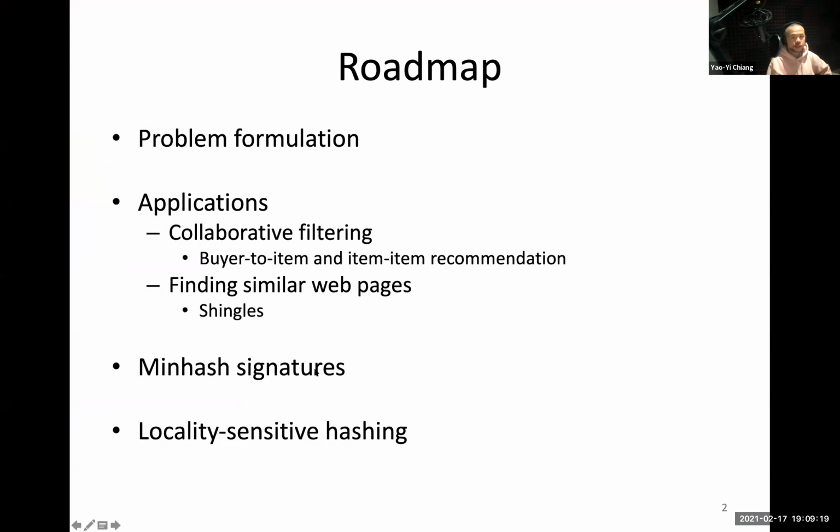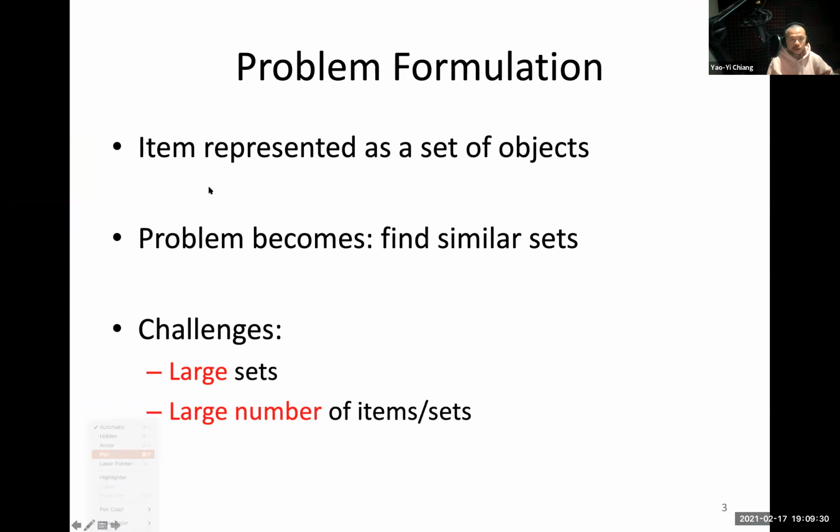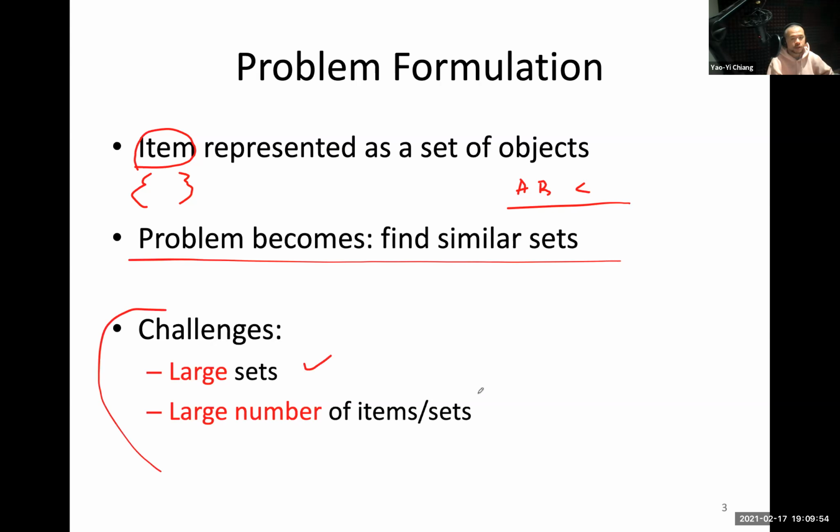Okay, so what is the problem? Let's say we have lots of items. These items are represented as a set of objects. You can think of these items as what we called baskets in the previous lecture, and the objects here are actually our items in the previous lecture. It might be confusing. The problem becomes we want to be able to find similar sets, but the challenge is you have large sets and large numbers of items or sets.